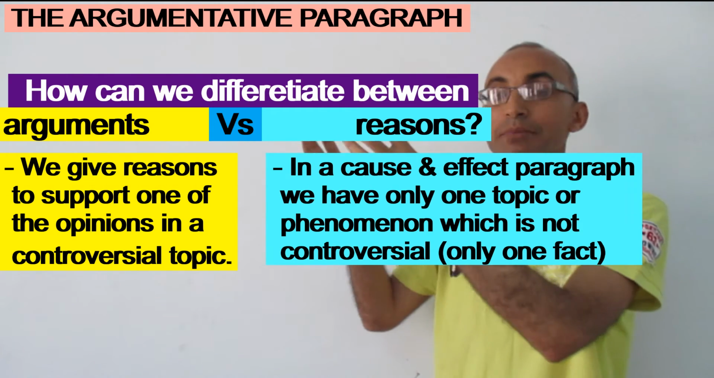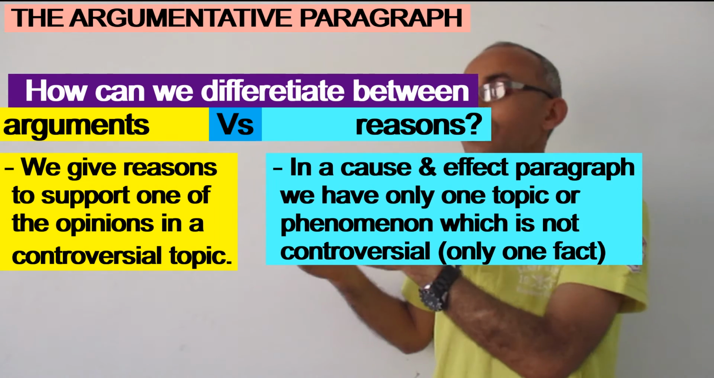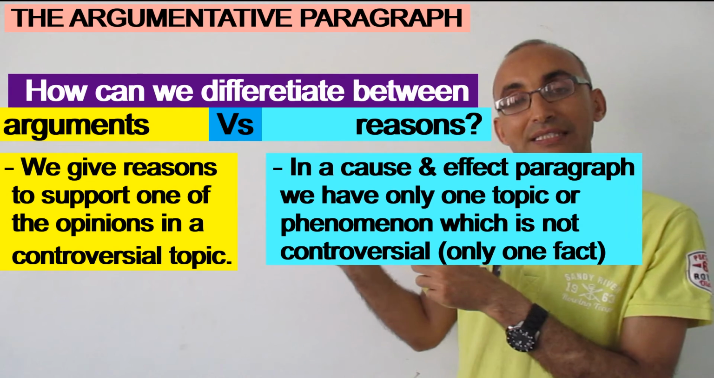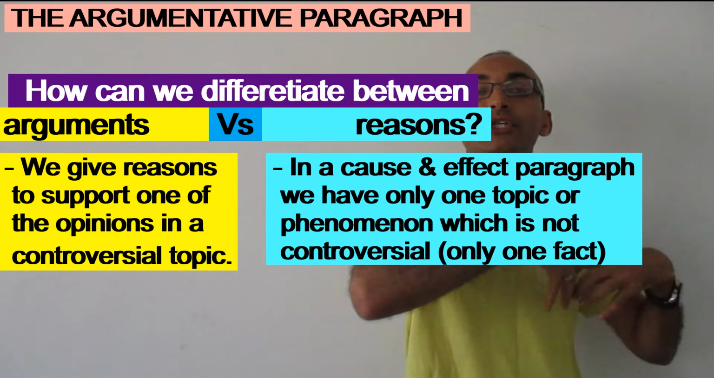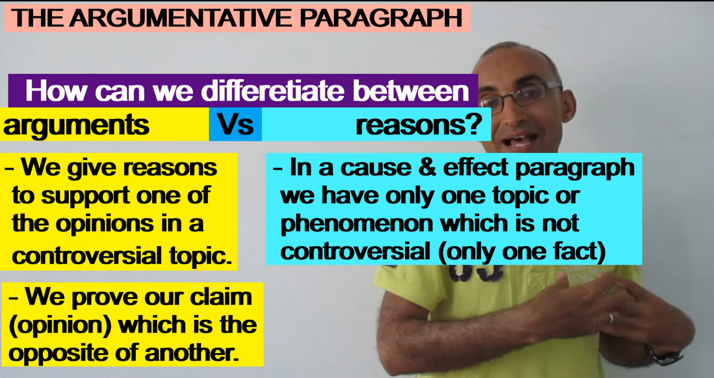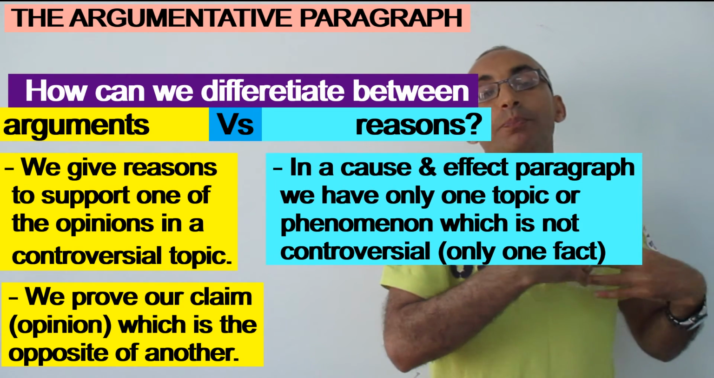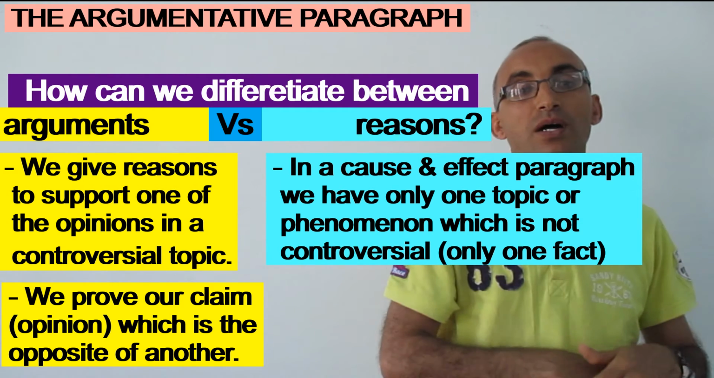It's always one phenomenon which has certain reasons. We need to expose, mention, that's all. Here we are just exposing the reasons for a particular fixed phenomenon or topic. But in the argumentative, we argue. We try to prove our claim, and this claim is, we can say, the opposing opinion against another one.